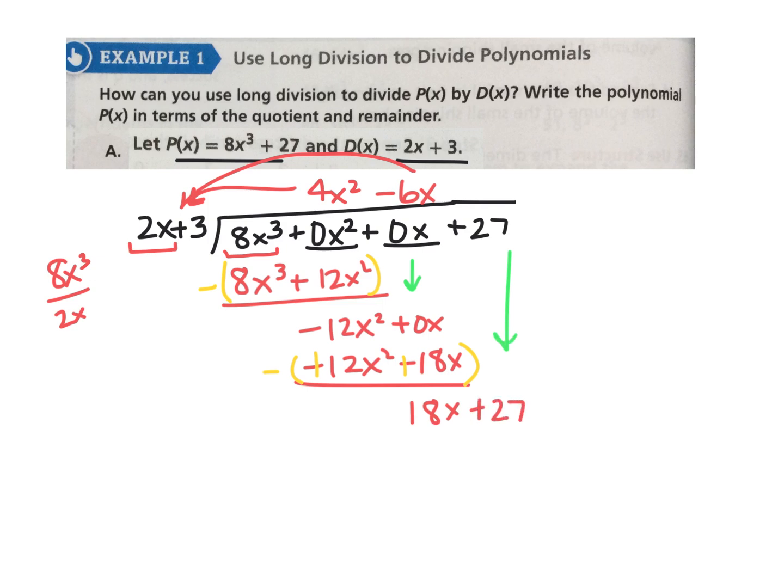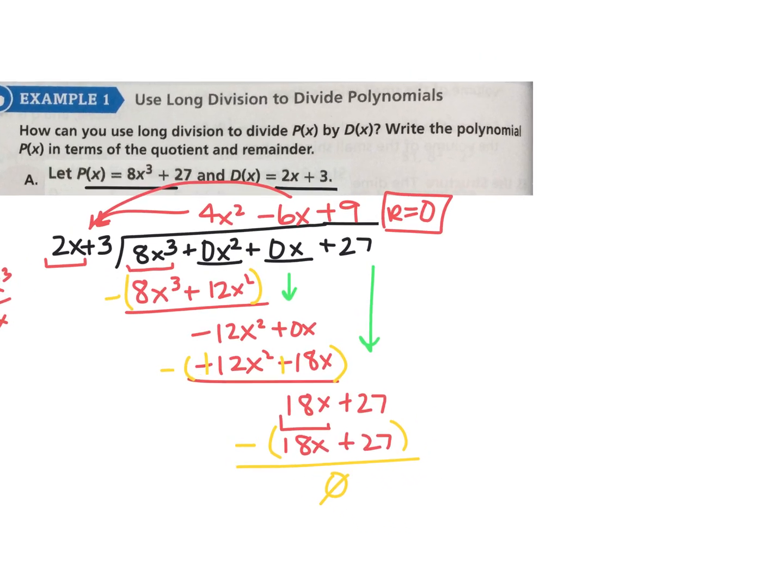And one more time, we're going to go back to the pattern again. I need to divide 2x into 18x here, so that's going to be plus 9. And when I multiply that out, that's going to give me 18x plus 27 and subtract, which will give me 0, which is good. All right, that's going to mean that my remainder here at the end is 0.